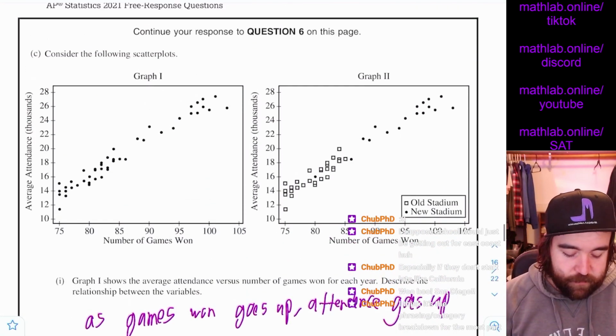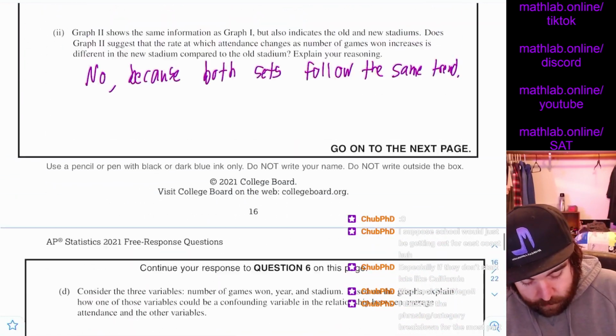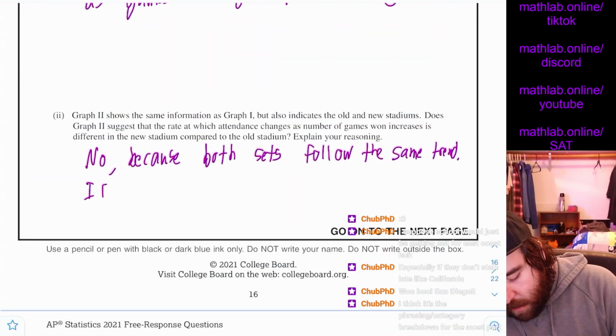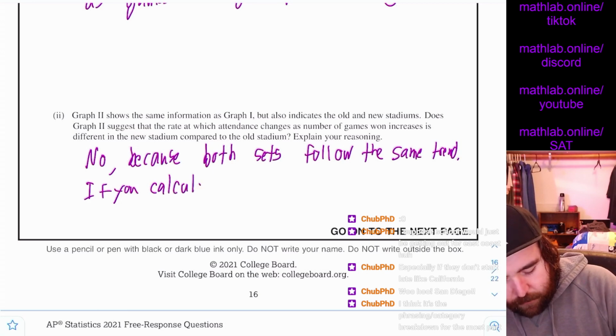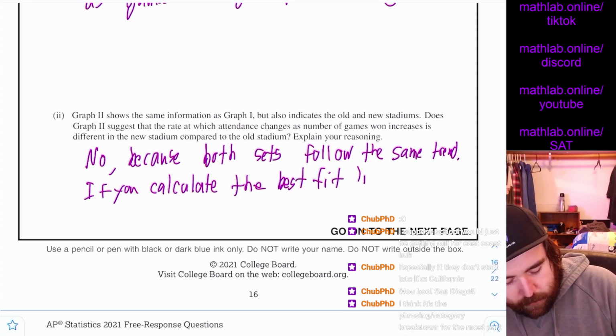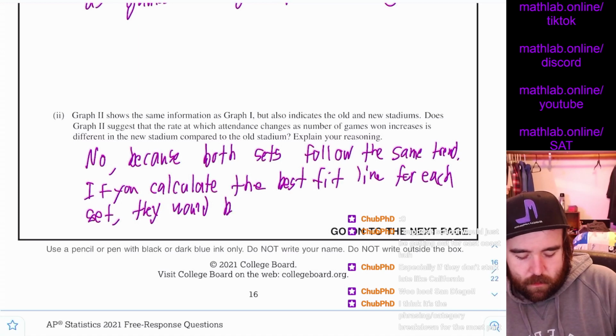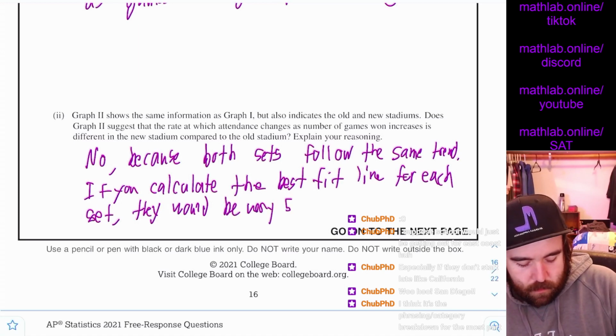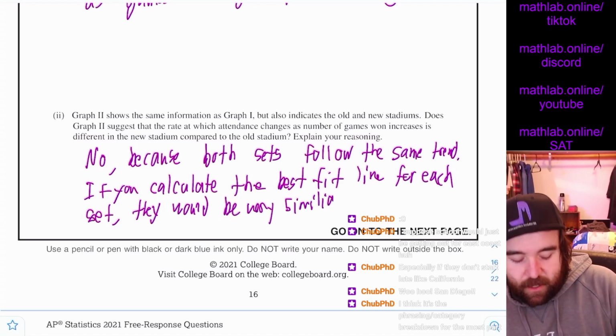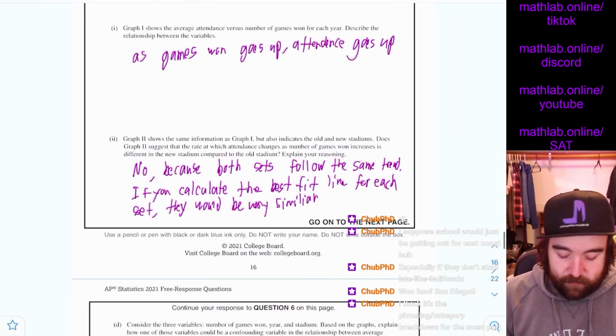I could even say if you calculate the best fit line for each set, they would be very similar. Not exactly the same, of course, because they never are, but they would be very similar.